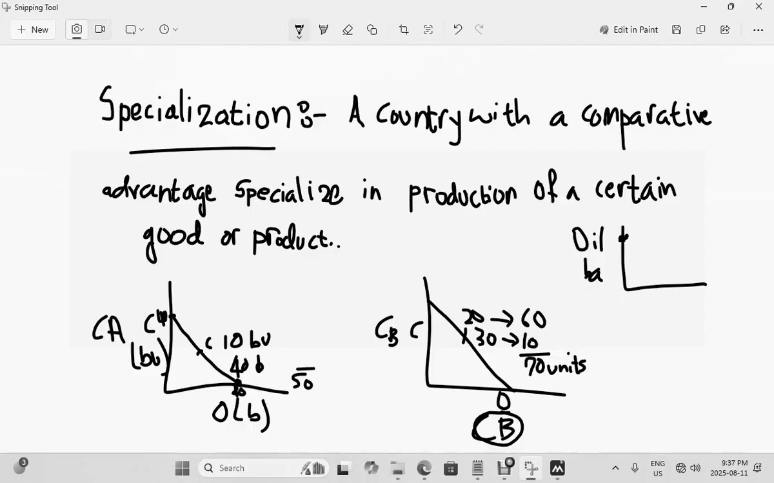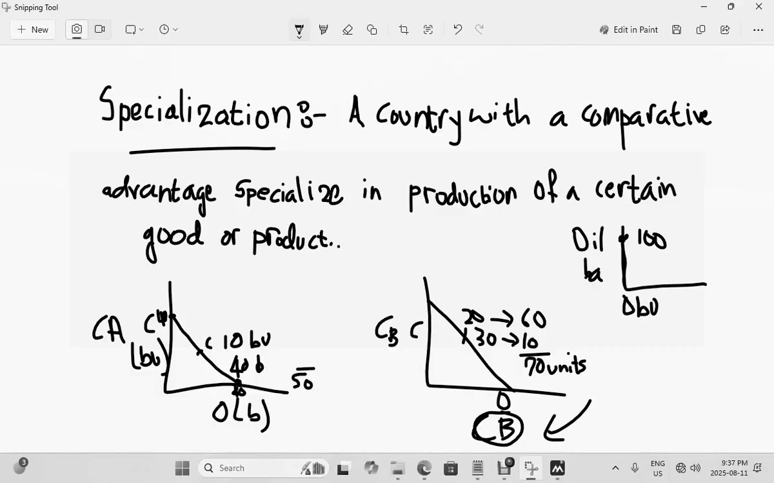Let's say this country over here decides to go 100% when it comes to production of oil. So as a result, the oil production in terms of barrels will be 100 barrels. And your corn production will be 0 bushels of corn. So you're technically looking at a vertical line over here. 0 bushels of corn.